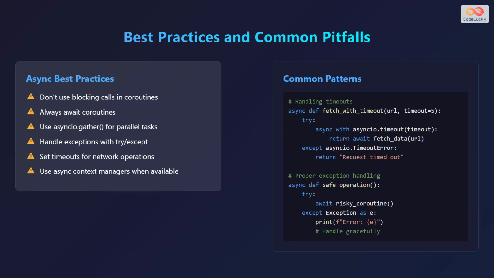Here are the code examples demonstrating handling timeouts and proper exception handling. The first function, fetch_with_timeout, uses asyncio.wait_for to limit the execution time of the fetch_data coroutine. If a timeout error occurs, it catches the exception and returns a message. The second function, safe_operation, demonstrates proper exception handling within a coroutine, catching any exceptions that occur during the execution of a risky coroutine and printing an error message.